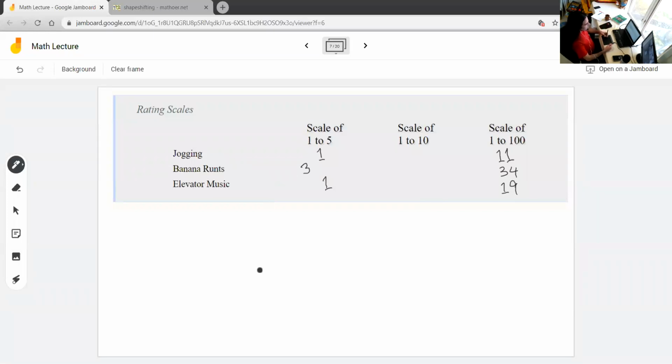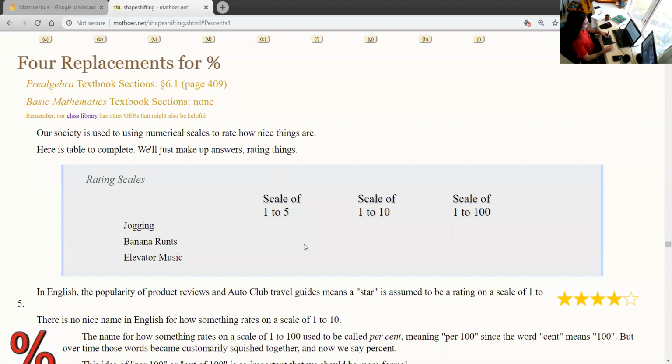Anyway, so this is all silly, but the point of it is that in English, we don't really have any words for the scale of 1 to 5 or the scale of 1 to 10. Sometimes we know what these mean because of context. So Auto Club travel guides, rating things on websites. If I say I went to a 4-star hotel last weekend, then nobody's going to say, oh, poor person, 4 out of 100 is terrible. Why did you go to such a dump? You're going to think 4 out of 5, he must have spent a lot of money on his vacation. So sometimes the context gives us what the rating scale is.